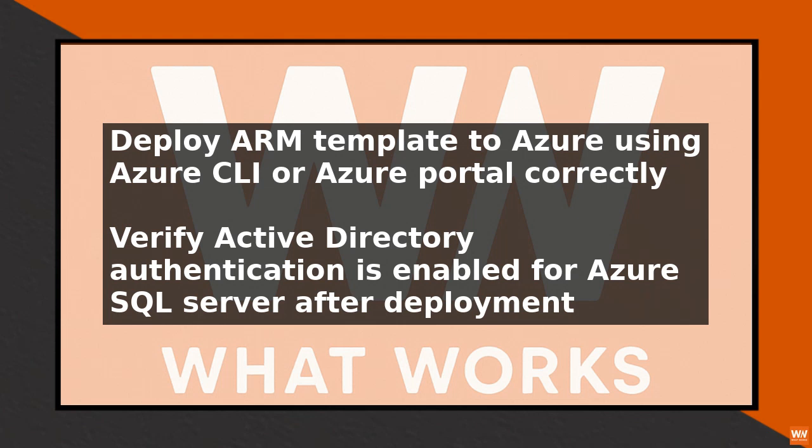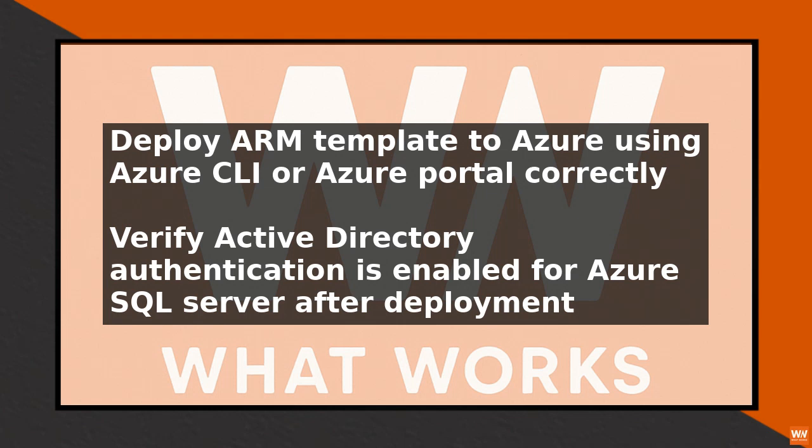Once the deployment is complete, verify that Active Directory authentication is enabled for your Azure SQL Server by checking the Azure portal or using the Azure CLI or Azure PowerShell. You can then use Azure Active Directory authentication to connect to your Azure SQL database using tools like SQL Server Management Studio or Azure Data Studio.